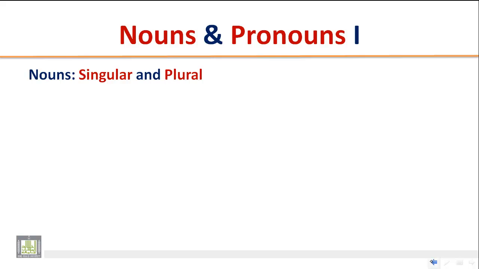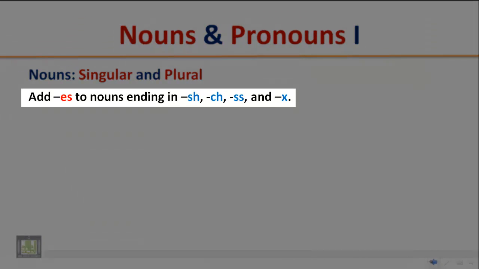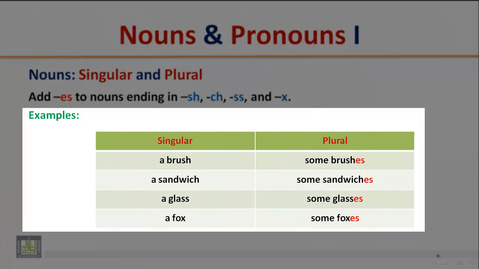Nouns, singular and plural. Add ES to nouns ending in SH, CH, S, and X. Examples. A brush. Some brushes. A sandwich. Some sandwiches. A glass. Some glasses. A fox. Some foxes. Notice that these words end in SH, CH, S, and X. So in order to make them plural, we add ES.